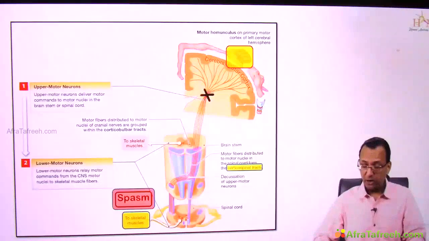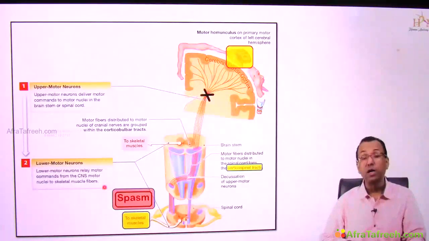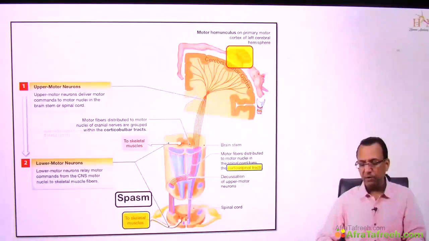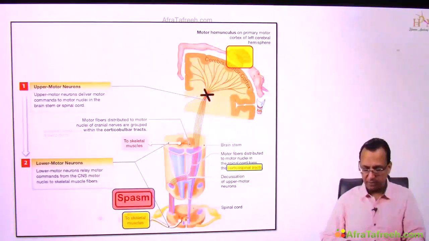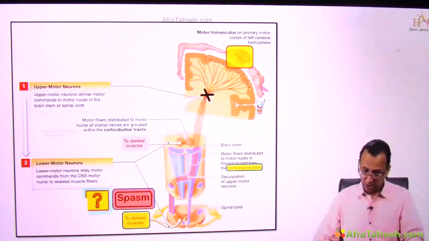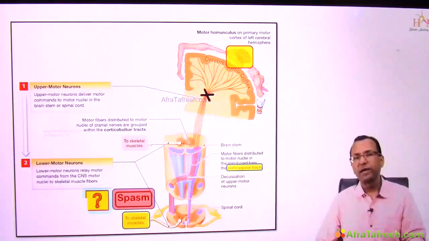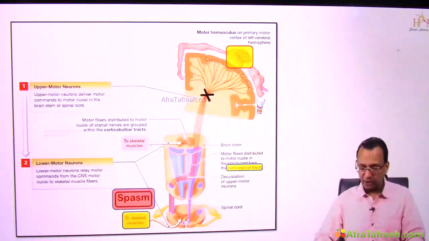But why on the right side? Because the left brain controls the right side of the body. That's why. If the lesion is on the left side of the brain, the spastic paralysis will be on the right side of the body. It is opposite because of the fact that there is a crossing here.